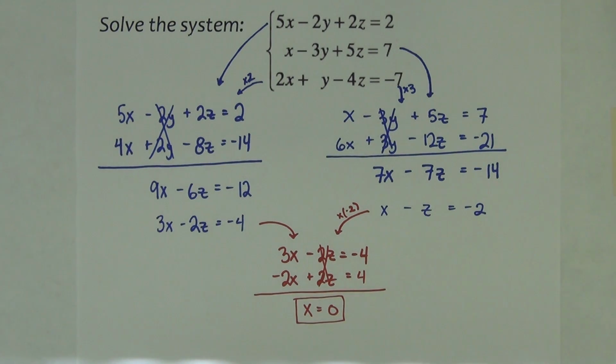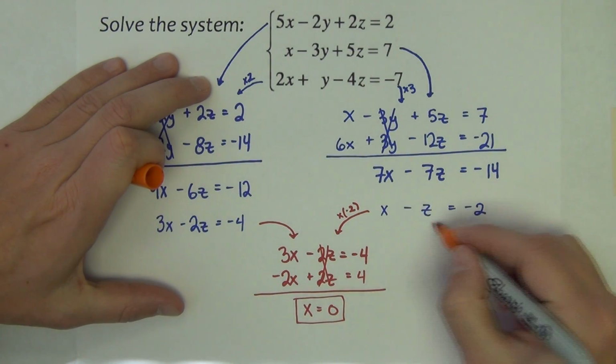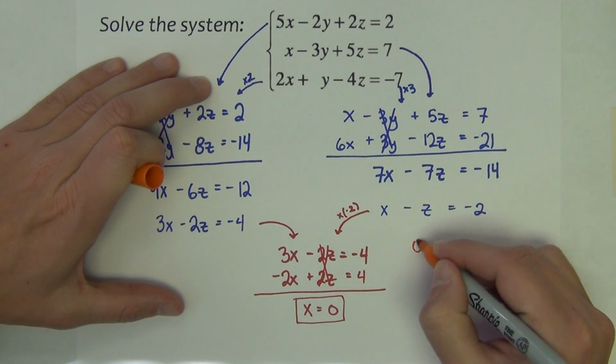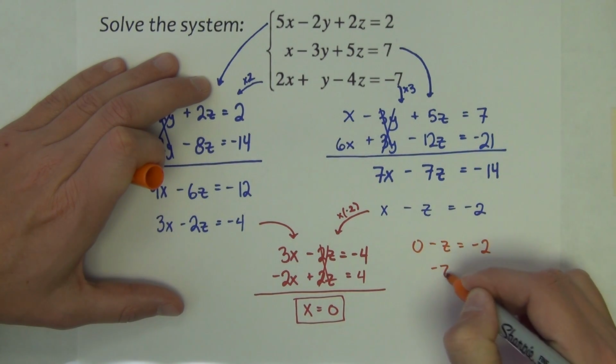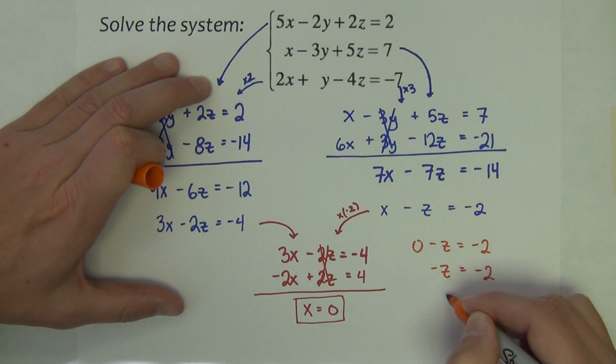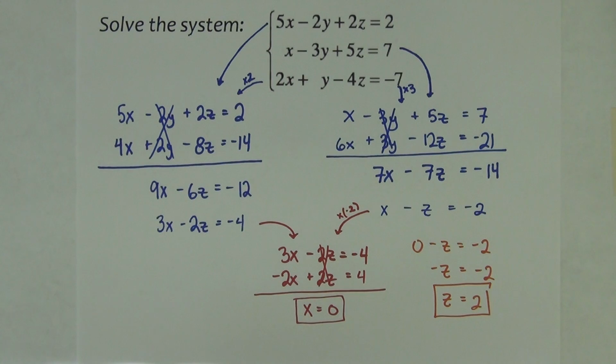Okay? Well, so now we're going to use that and we're going to start substituting our way backwards through the problem. If x equals 0, then we could place it over here, and we could say that 0 minus z equals negative 2, so negative z equals negative 2, so z equals positive 2. Okay, so now we've got x, we have z. All that's left is to find the y.